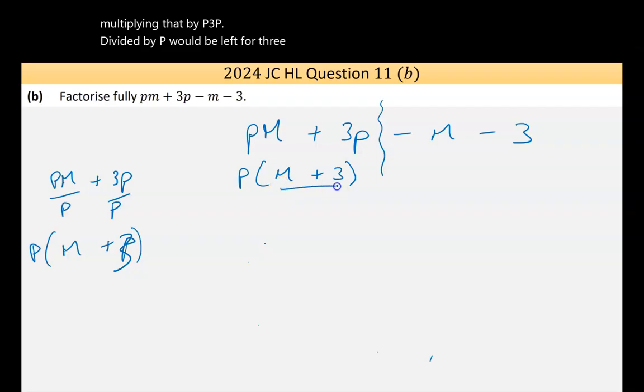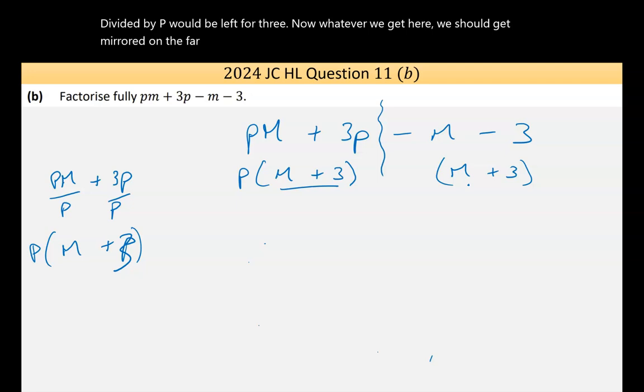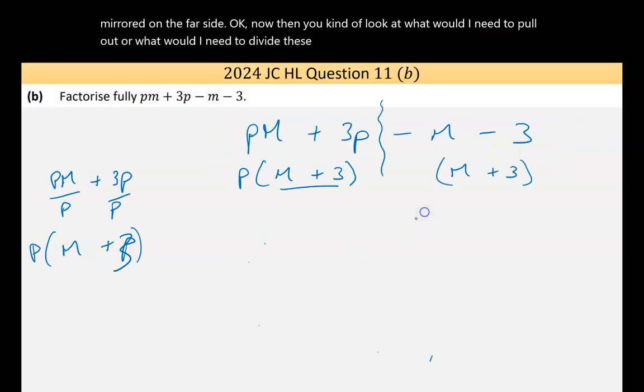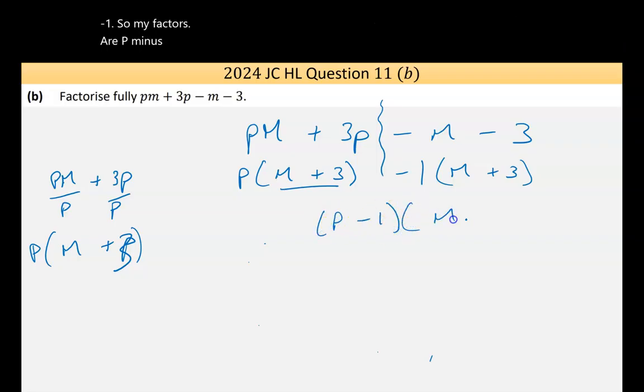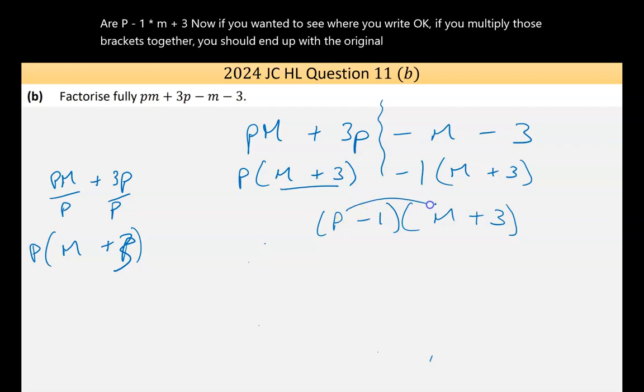Now, whatever we get here, we should get mirrored on the far side. Now you look at what I would need to pull out, or divide these by, to get m + 3. If you see it, it'd be -1. So my factors are (p - 1) times (m + 3). Now, if you want to check, if you multiply those brackets together, you should end up with the original statement. So let's test it.